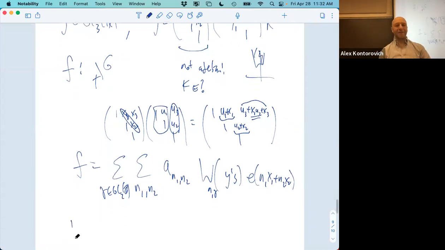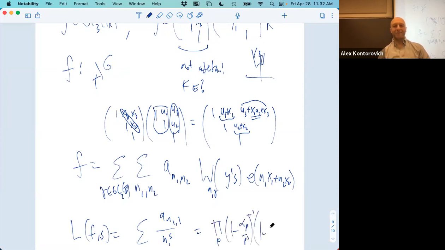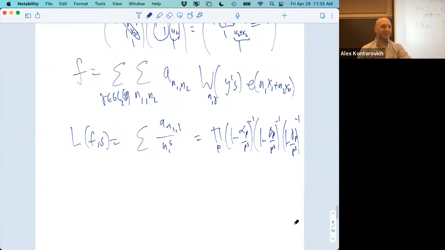And then to make the L function of f, it turns out it's the sum of A(n1, 1) over n to the s. This turns out to be the GL3 L function. And it has a third order Euler product of 1 minus alpha p over p to the s, 1 minus beta p over p to the s, 1 minus gamma p over p to the s. Those are just like before, the Whittaker function.